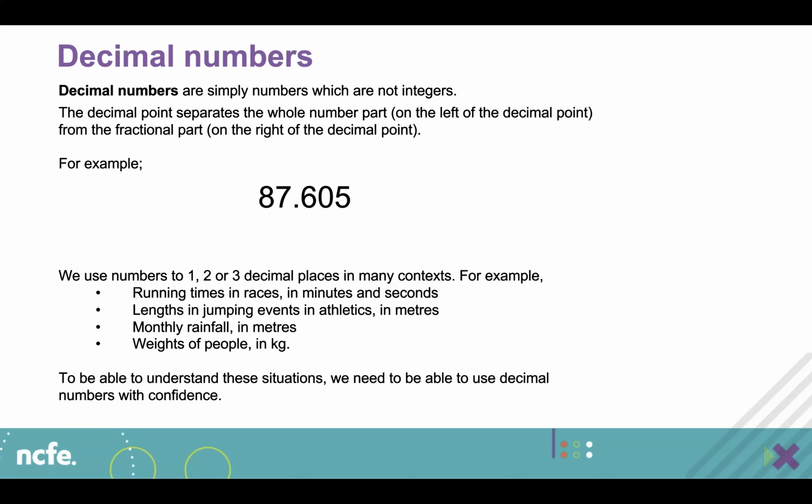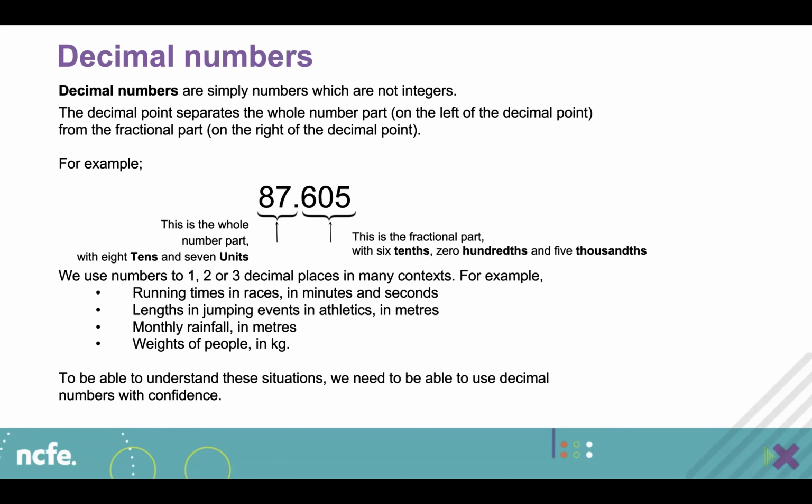For example, 87.605. This is the whole number part before the decimal point with 8 tens and 7 units. This is the fractional part after the decimal point with 6 tenths, 0 hundredths, and 5 thousandths.